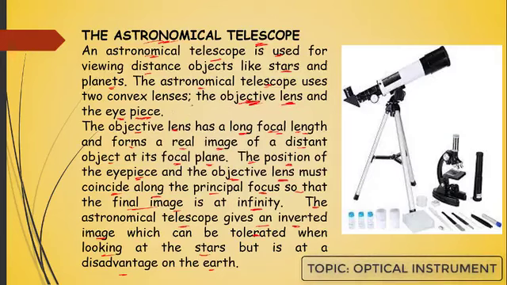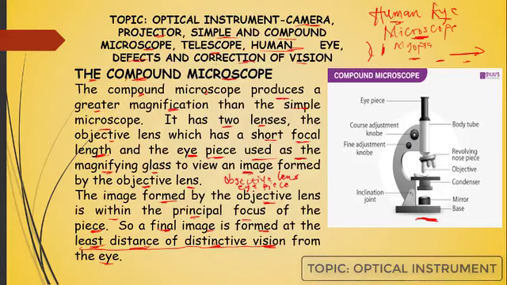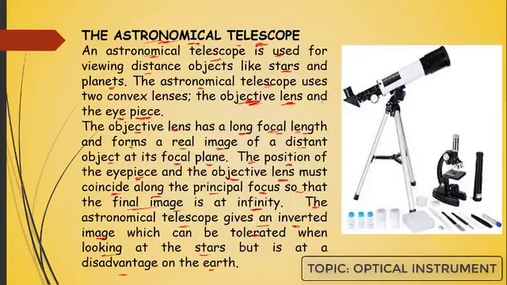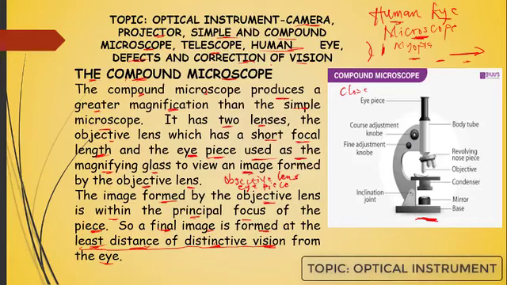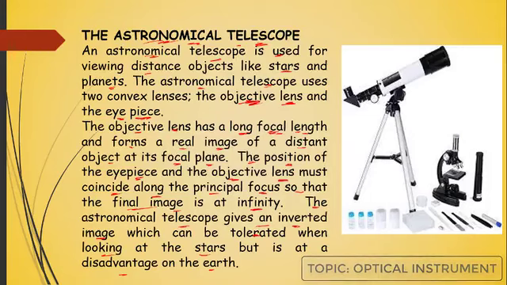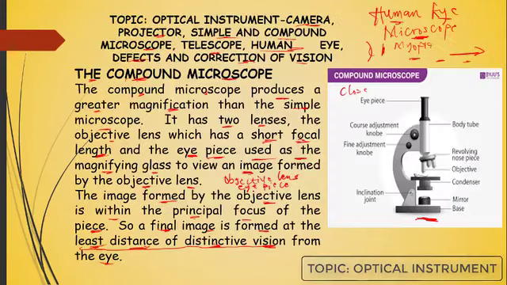So in your examination, they would ask you to state the differences between an astronomical telescope and a compound microscope. Always remember that a compound microscope is used for viewing objects that are very close to the eye. That is number one. And on the other hand, the astronomical telescope is used for viewing objects that are very far away from the eye. Also, the compound microscope has a short focal length, but the astronomical telescope has a long focal length. So these are the basic differences.